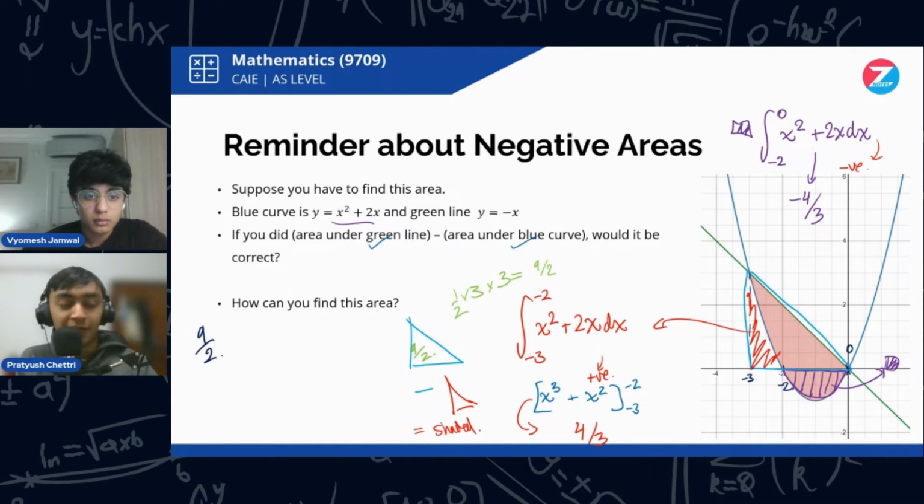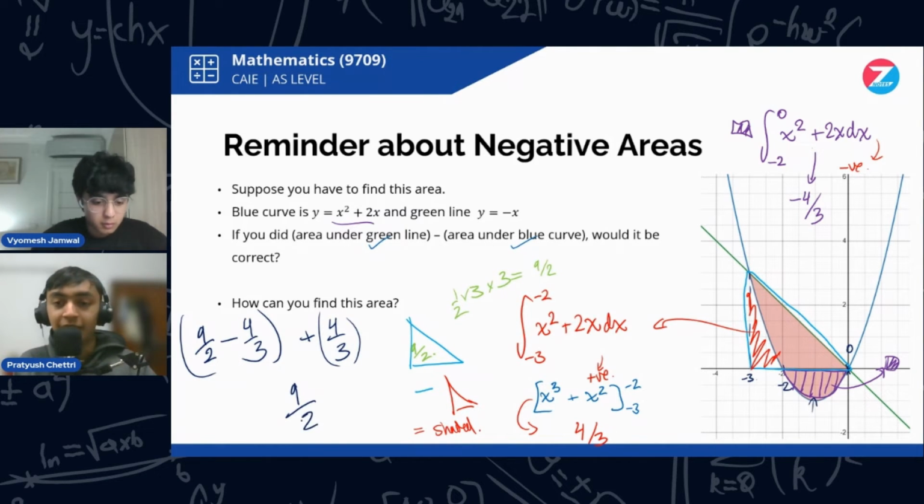So 9 by 2, I could color code it, but I feel a bit lazy. 9 by 2, which is our triangle. 9 by 2 minus our shaded red area, 4 by 3. And then plus this bit here, which is again 4 by 3. Yep. So our final area again comes out to 9 by 2, oddly enough.